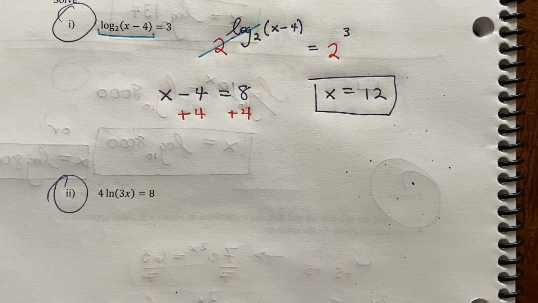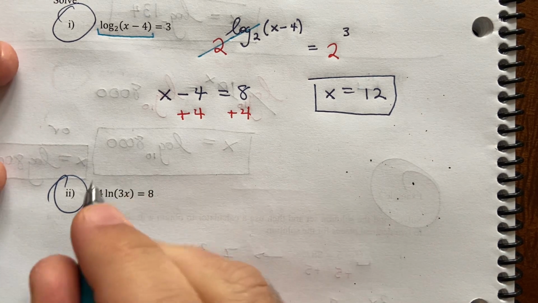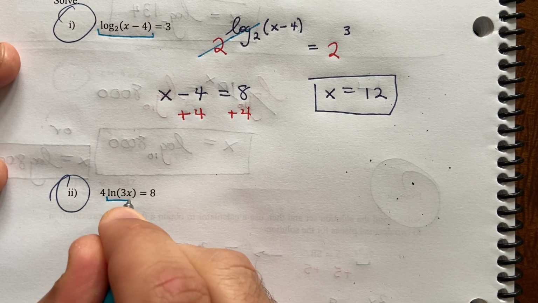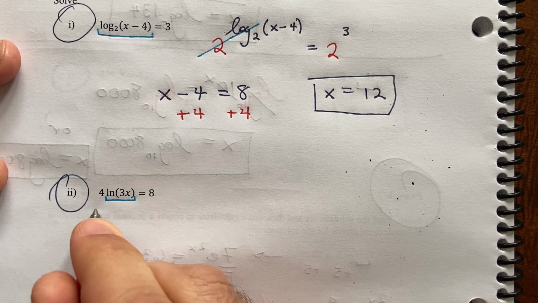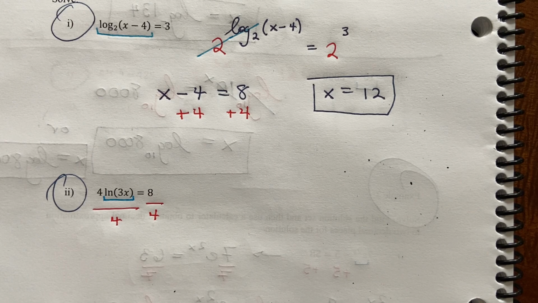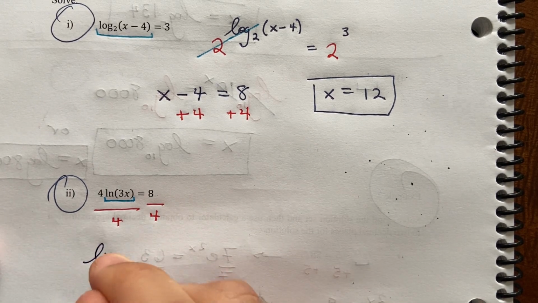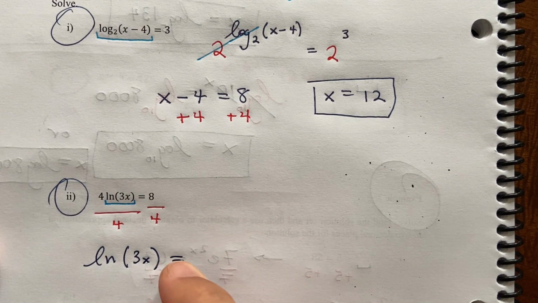Okay, let's try another one. So as I was saying before, we need to isolate the logarithm. This logarithm is not isolated yet. So what I'll do first is divide by 4. So I have ln of 3 times x equals 2.